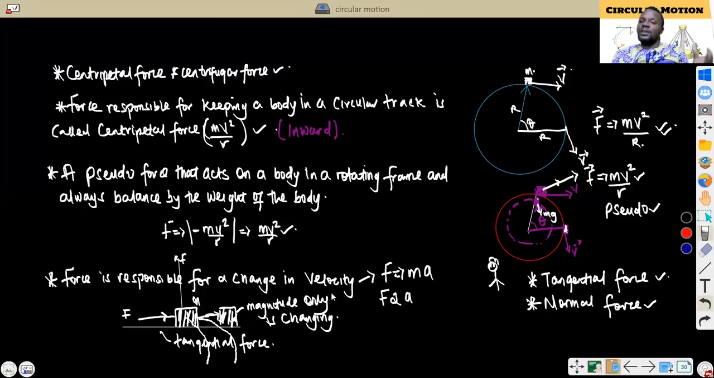Tangential force is the one that is responsible for changing magnitude only, whereas normal force is responsible for changing both magnitude and direction. And this is what makes force a vector. I hope my students are getting that. So this one changes magnitude only. The same thing can also be brought to circular motion.